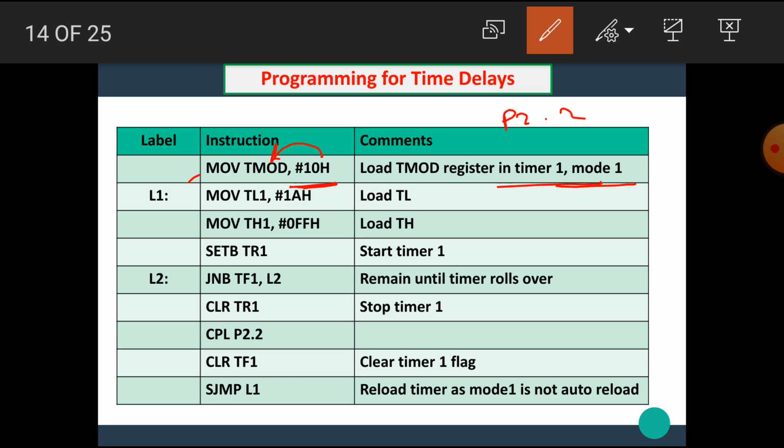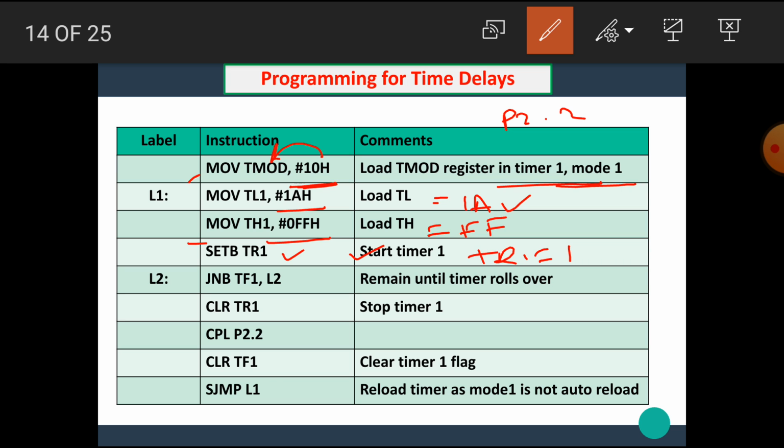Okay, then move TL1, comma, hash 1Ah. That means now the TL has the value 1A and this value calculated previously. The next step is move TH1, comma, hash 0FFh. Now the TH has the value FFh. Okay, then set bit TR1. That means now the TR1 bit is 1 and hence it starts the timer.